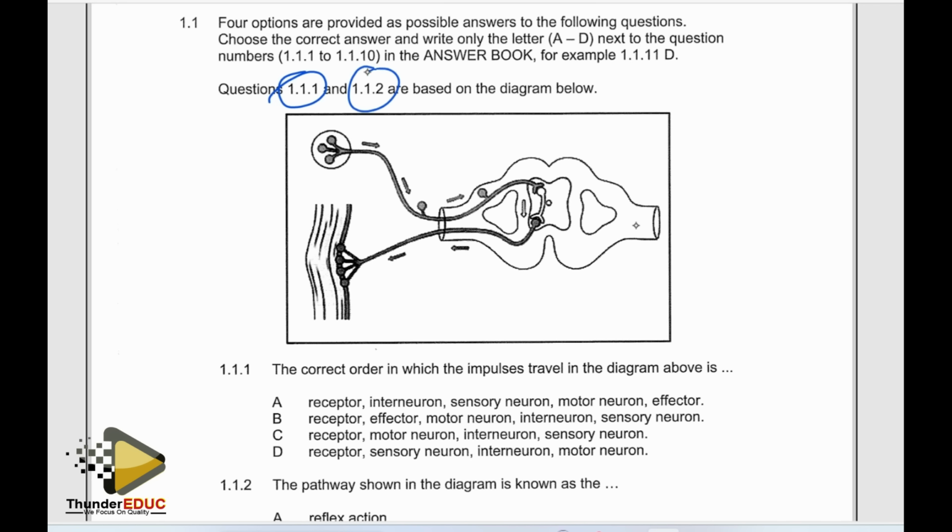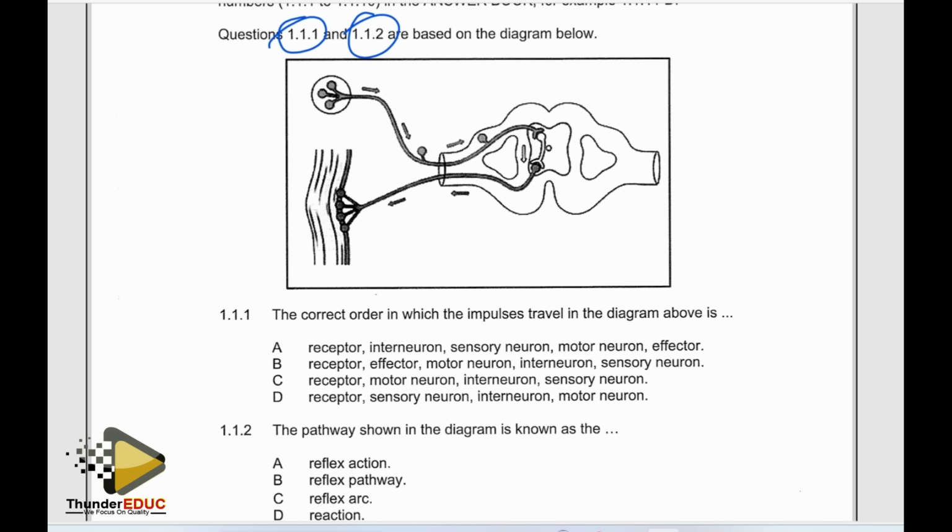This question is basically based on the diagram below. If you look at that diagram, it is a reflex arc. They're saying that the correct order in which the impulse travels in the diagram is: it starts from the receptor to the sensory neuron, the interneuron or relay neuron or connector neuron, to the motor neuron. So we have to look for that. We call it the path. So basically the answer becomes D.